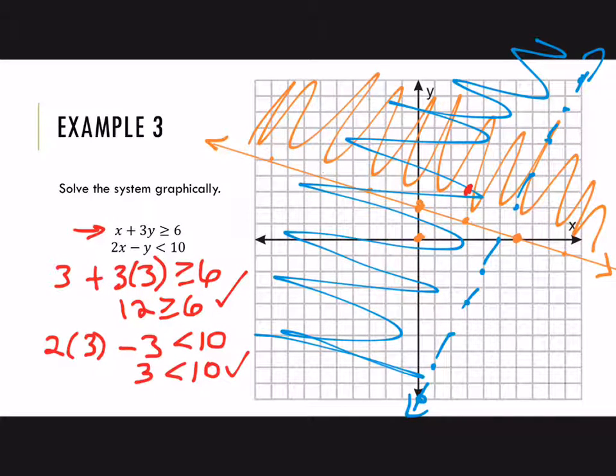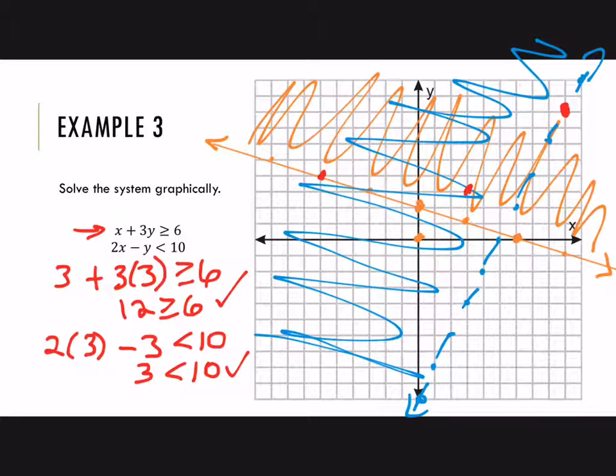You can choose other points, like you can choose points on this orange line, because technically they are part of the orange solution, and they are also shaded blue, so that would work. You can't choose points on this blue line, like here, because even though they'll make the orange inequality true, they're not going to make the blue one true. So let's test it out to make sure that that's a true statement.